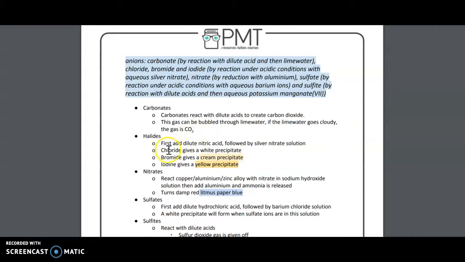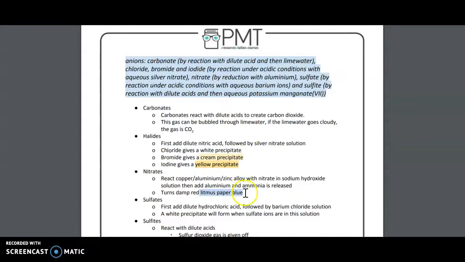Halides are chloride, bromide, and iodide, and they will give you different precipitates if you add nitric acid and silver nitrate. So again, these are just ways that we can use acids and alkalines to do different tests in the lab. This could be important in a variety of applications, identifying things that you couldn't from just looking at them.